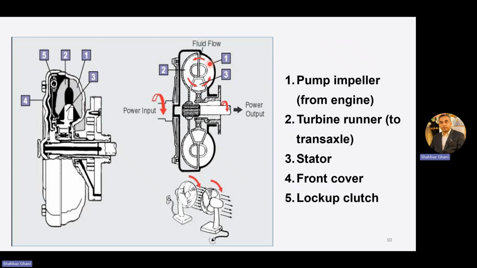Here we have the pump impeller, the turbine, the stator, and the power input from the engine. This is your flex plate, attached to your impeller, and the turbine is attached to the power output shaft, which goes to the transmission or gearbox, a planetary gearbox system of the automatic transmission.